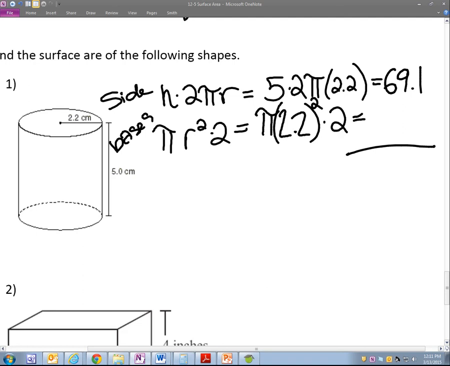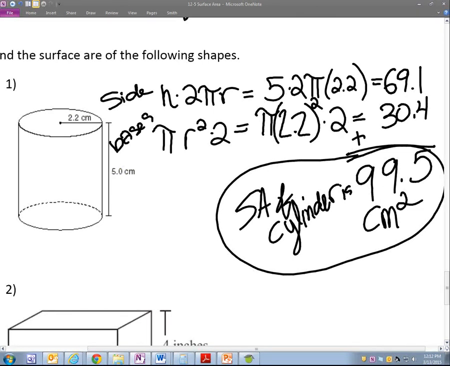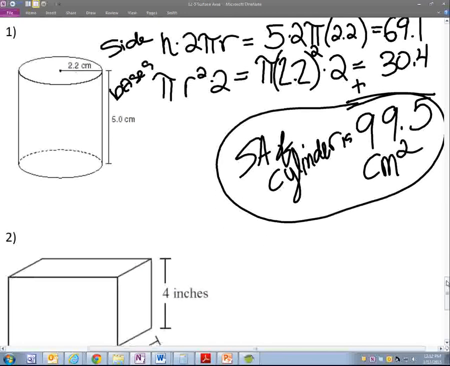what'd you get there? 30.4. I need one more person to verify that. Cameron? Okay. 30.4. Add these two puppies together. 99.5 centimeters squared. Surface area of the cylinder is 99.5 centimeters squared. Has to be centimeters squared. We have to be in 2 dimensions here, folks. We are unfolding a 3-dimensional object into 2 different ones.